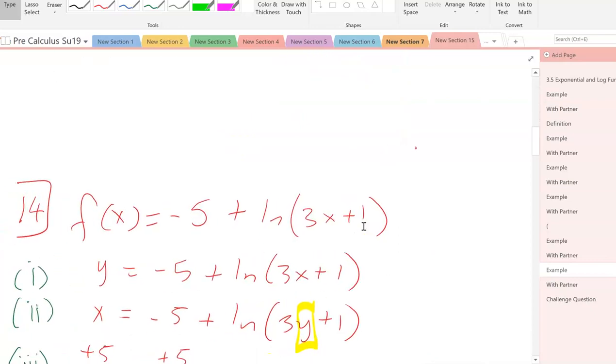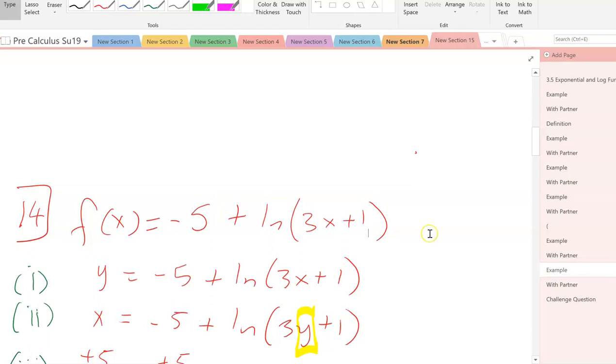What we want to do is follow the steps of finding inverses that we learned previously. If we have f of x is equal to negative 5 plus ln of 3x plus 1, we want to replace f of x with y in our first step. So y is equal to negative 5 plus ln of 3x plus 1.